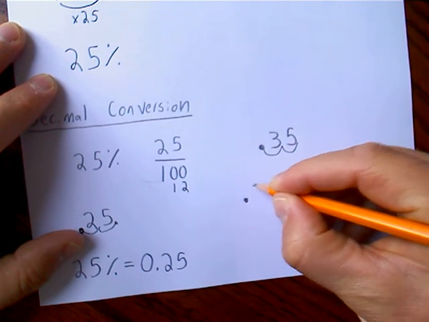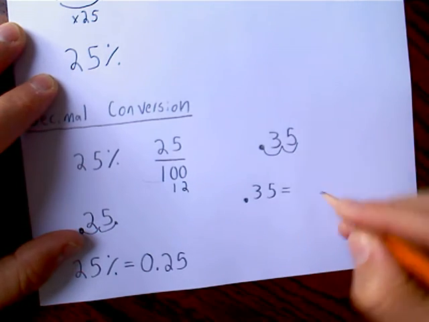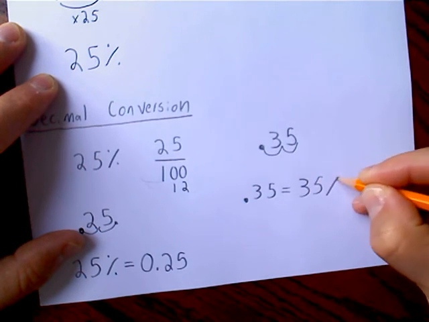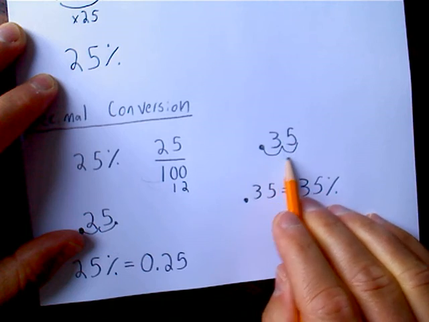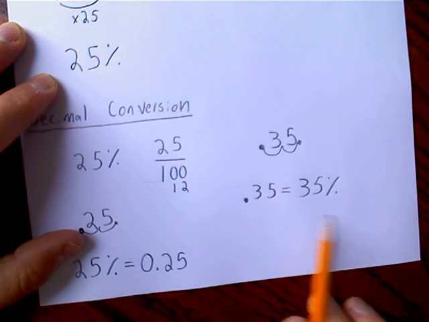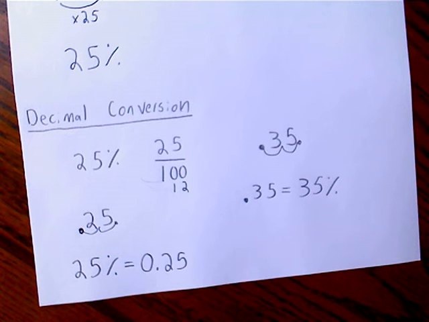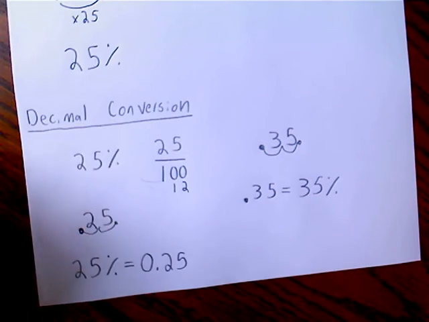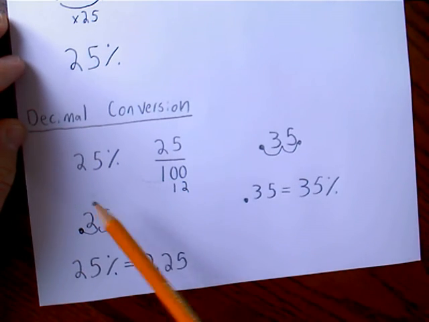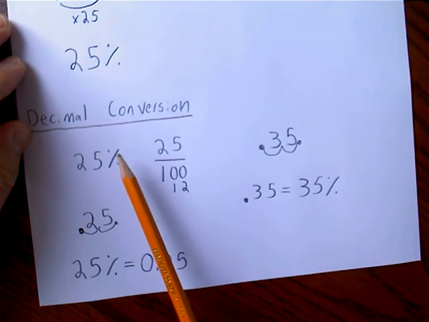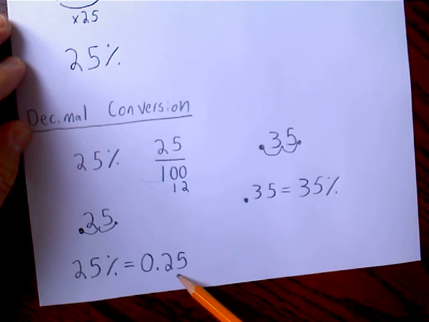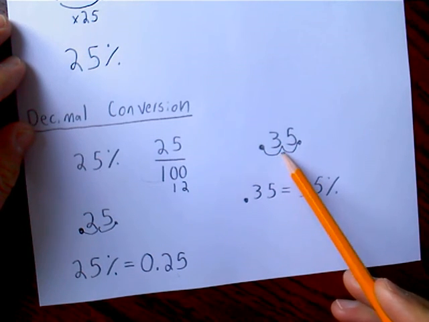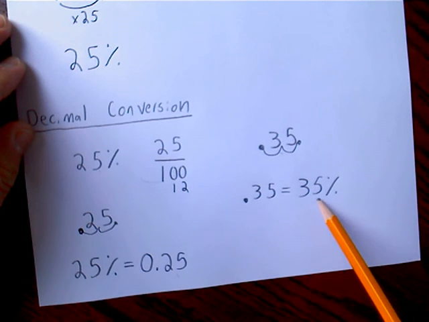So 0.35 or 35 hundredths is equal to 35%, because I moved it once, twice. There's my new decimal place cleaned up. It looks like it down there. So decimal, I think, is a little easier because all we're doing is moving the decimal to the left or the right, depending on what the situation is. If I have my percent, I'm moving the decimal place to the left to make my number smaller. If I have my decimal, I'm moving it to the right to make my number bigger.